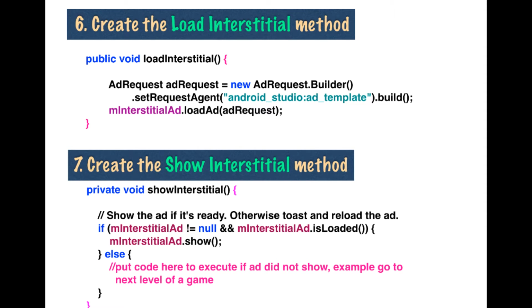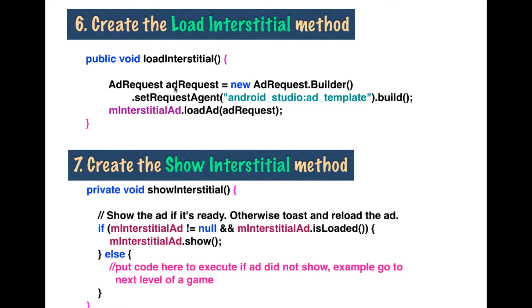And the next step is number 6. You have to create the loadInterstitial method. So you can copy this one as is. So this public void loadInterstitial.